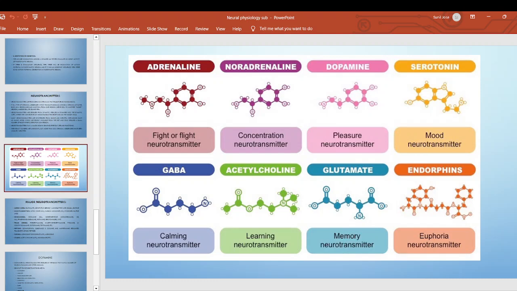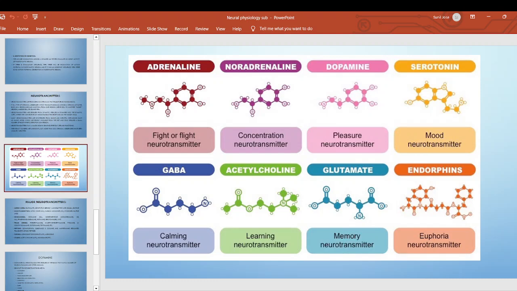Then another is serotonin. Serotonin is considered a mood neurotransmitter, because from the word itself you can understand it is controlling your various moods, whether in what kind of emotional situation, in what kind of emotional stage you are going to be. So this serotonin and dopamine level is an important part of maintaining your biochemical happiness or biochemical health.